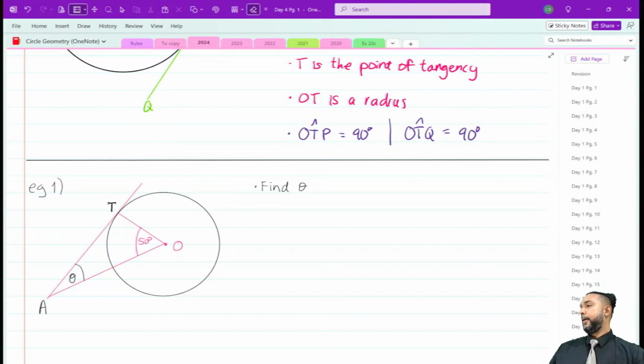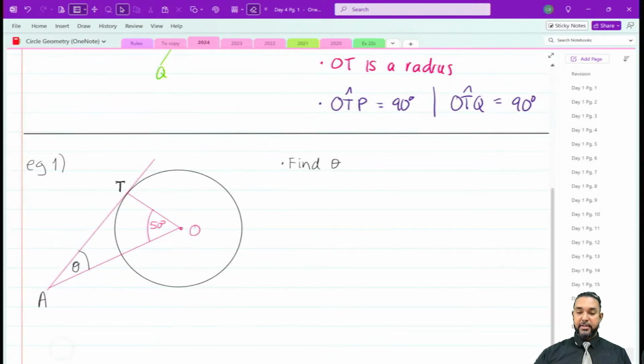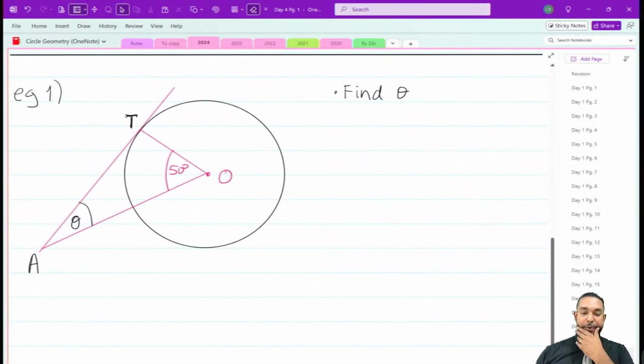Sorry, Livington. So is this circle theorem? Yes, it is circle theorem. That's correct. We're doing the angle between tangent and radius. Okay, so find theta. Let's zoom in a little bit here. We've got to find theta now.